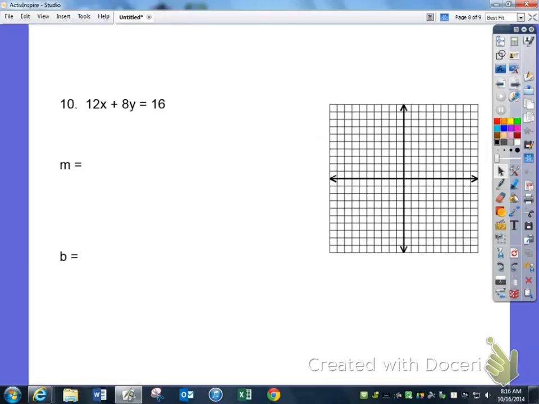Okay, let's try number 10 on your own. The first thing you're going to do is get it into y equals. And then you're going to make sure you simplify everything you can, and then you're going to find your slope, y-intercept, and graph it. Go ahead and try that on your own.